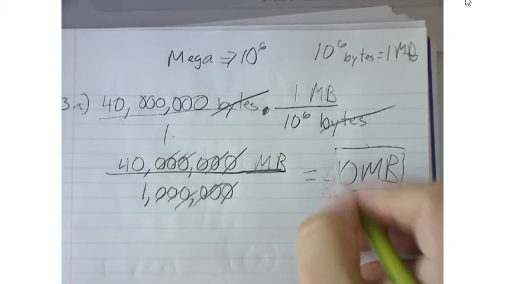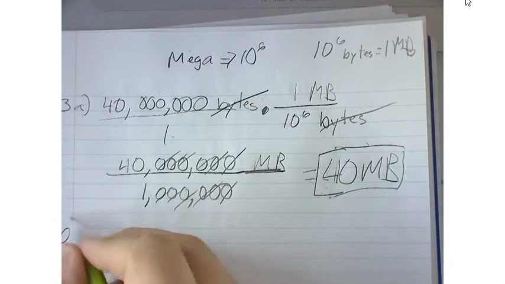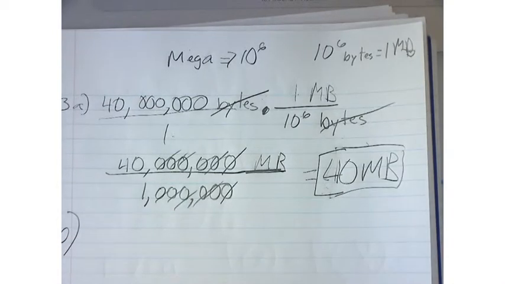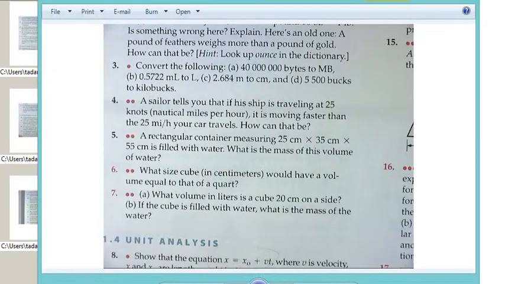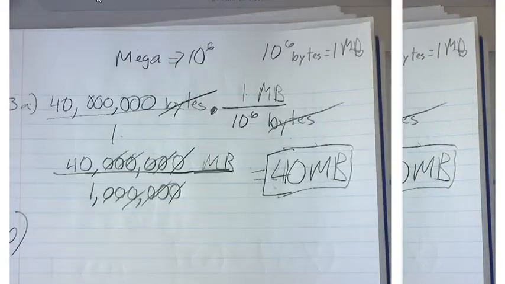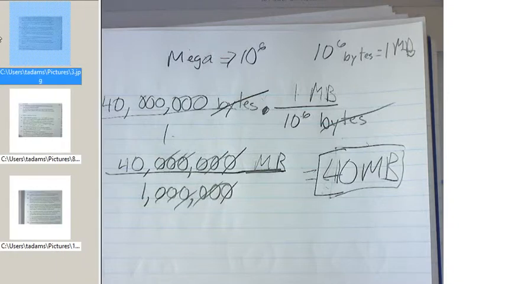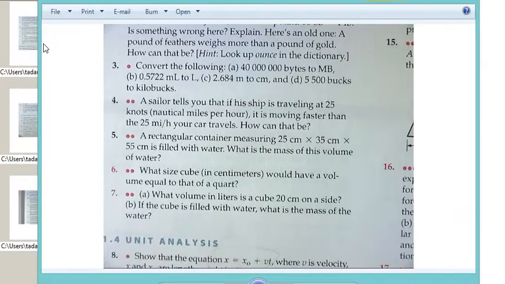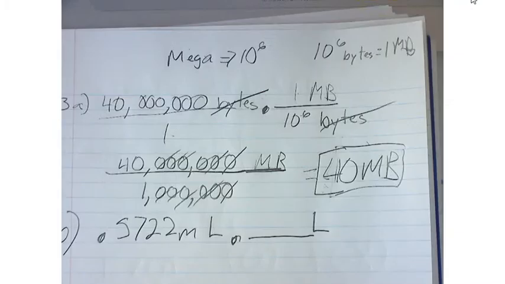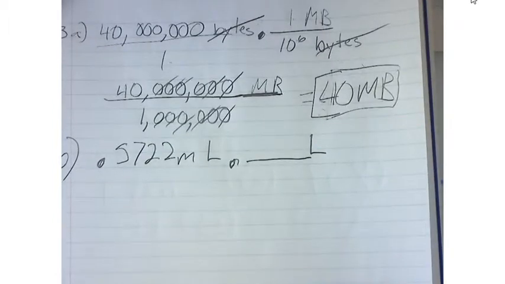Any questions? All right. Let's do part B. So now I got to come back in here and we'll pull up that problem again. The next one is I need to convert 0.5722 milliliters to liters. Okay? So when I do that, how many liters, or wait, let me rephrase that. How many milliliters are in a liter?